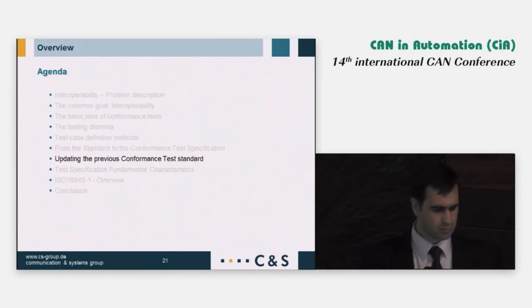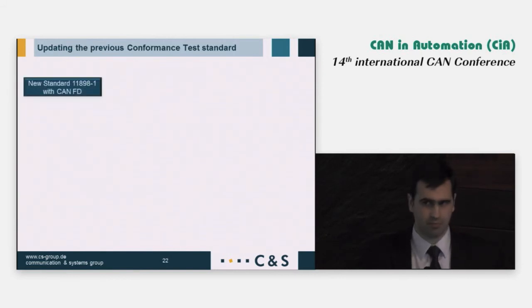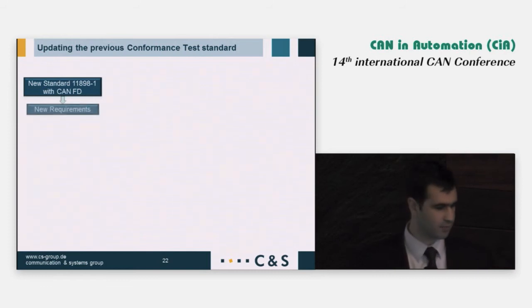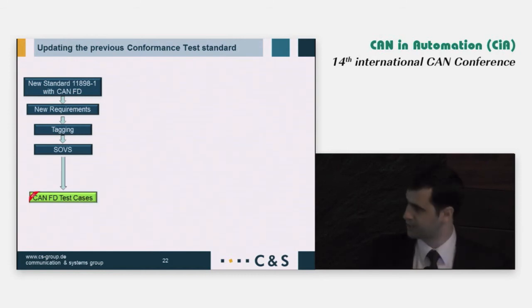Now, one of the most interesting points, I guess, how could we do to update the previous conformance test with the new features with the updated ISO 11898? And okay, first step, logical step, was to detect what is new actually. What are those new testable items? Then we apply the same methods. New requirements are detected with tagging, then system operational vector space, and then we get the new CANFT test cases.